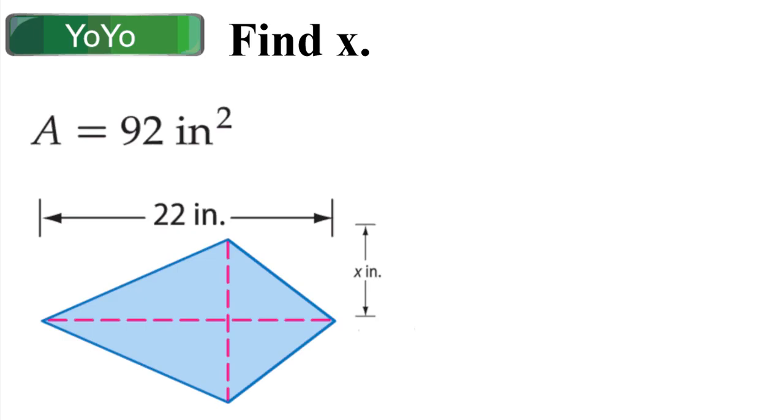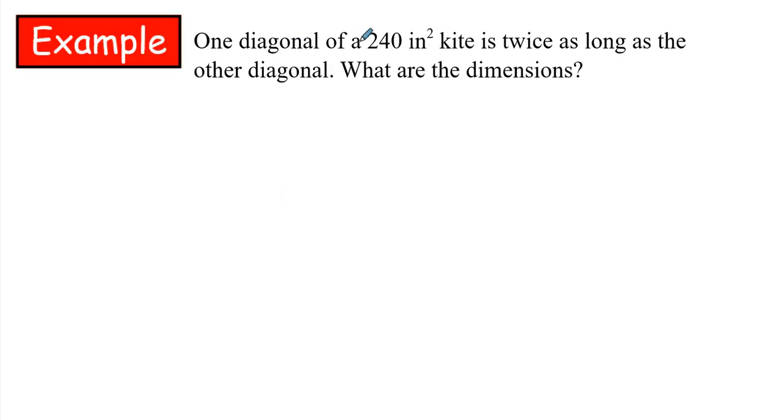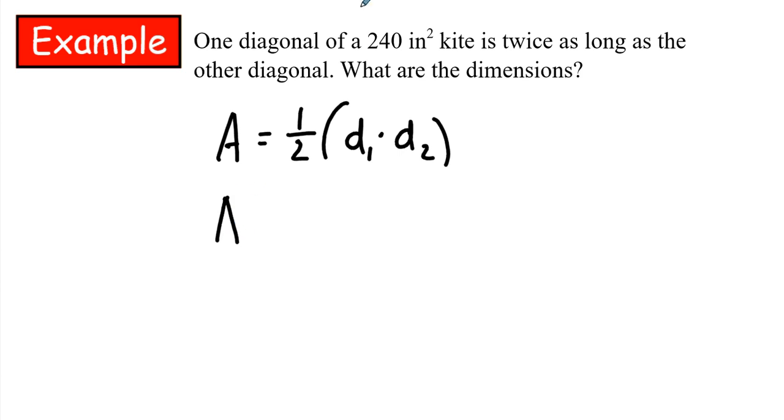One more, then I'm going to have you try. It says the area of a kite is 240 inches squared, and one diagonal is twice as long as the other diagonal. What are the dimensions? So let's write out what the area of a kite again is. It's 1/2 diagonal 1 times diagonal 2. Let's write down what we know. We know the area is 240, so let's put that in. 240 is equal to 1/2.